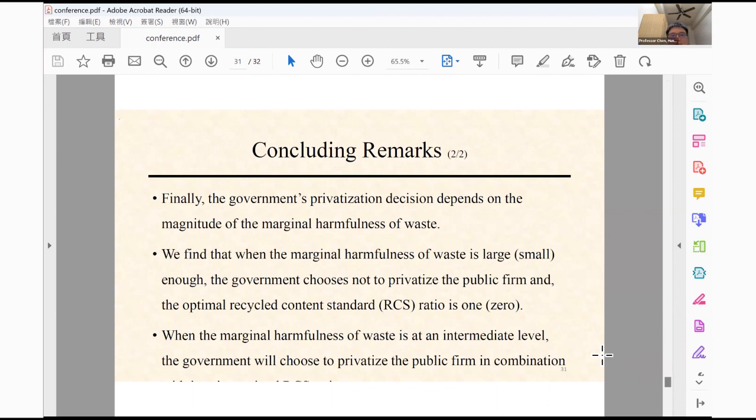Finally, the government's privatization decision depends on the magnitude of the marginal harmfulness of waste. We find that when G is large or small enough, the government chooses not to privatize the public firm, and the optimal RCS is 1 or 0. When the marginal harmfulness is at an intermediate level, the government will choose to privatize the public firm in combination with RCS policies. That's all.